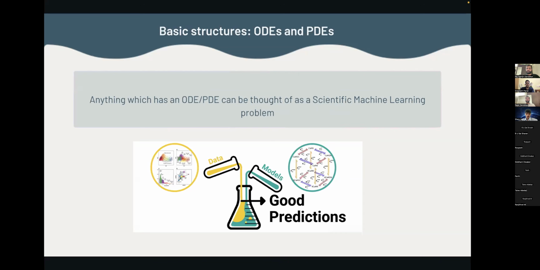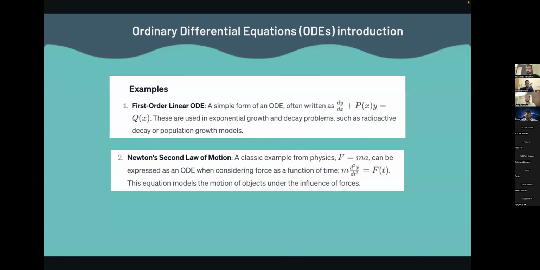Okay, so at the heart of scientific machine learning, at the heart of scientific structure, always lies an ODE or a PDE. ODE is a short form for ordinary differential equations, and PDE is a short form for partial differential equations. You see ODEs all around you. Whichever phenomena you take, there is always an ODE present.